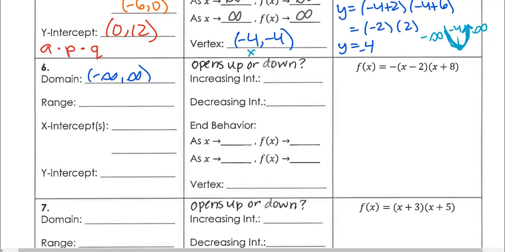All right. Are we opening up or are we opening down? See this right here? That's a -1. We're opening down. So my end behavior, my left side and my right side are both going. And how do I put down as a symbol? Negative infinity. All right. Where are the x-intercepts going to be?